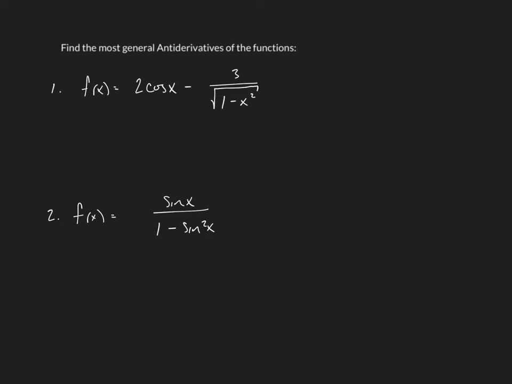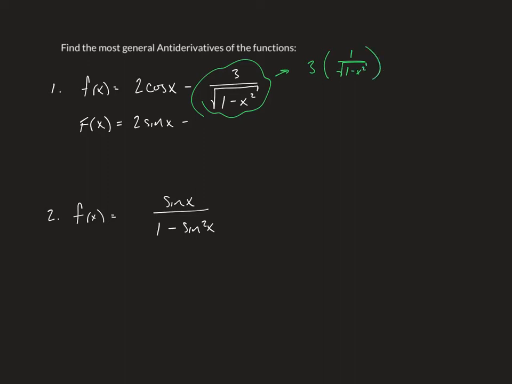So starting off with number 1, when I take the antiderivative of 2 cosine of x, hopefully these are starting to get a little easier for you. This is going to be 2 sine of x. That's pretty simple, because the derivative of sine is cosine. This second term here, I would encourage you to think about like this instead. So I'm just going to rewrite this over here as 3 times 1 over the square root of 1 minus x squared. And that should look familiar.